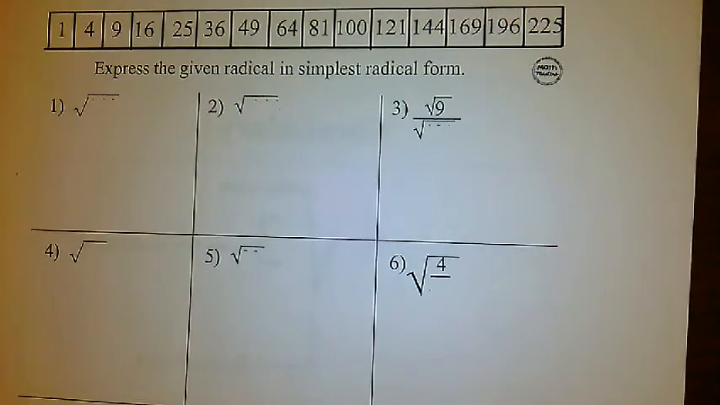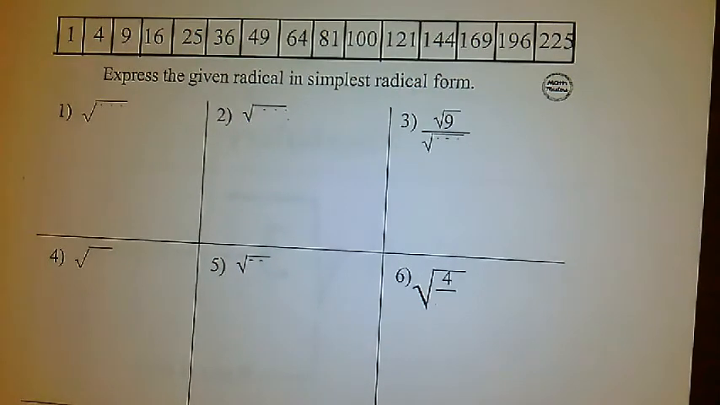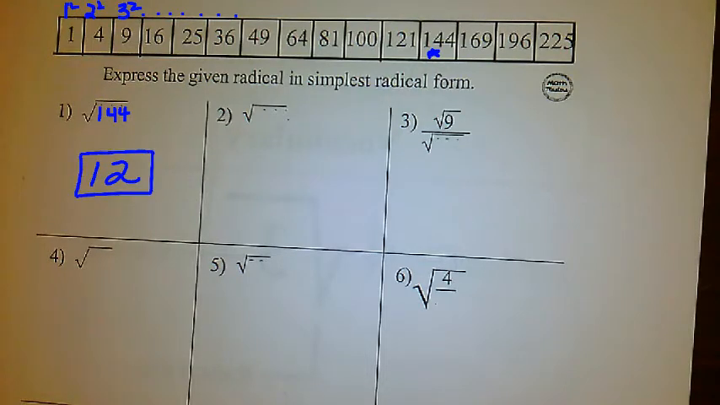What I have on the top of your paper are the perfect squares up to 15. All this means is 1 squared, 2 squared, 3 squared, etc. I don't know why these didn't show up, so I'll rewrite them in. The first one we're going to do is the square root of 144. Hopefully you noticed that that's actually on here. The answer to that is 12. That is a perfect square.